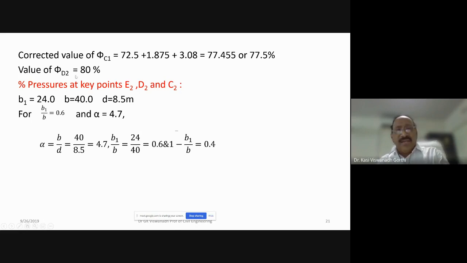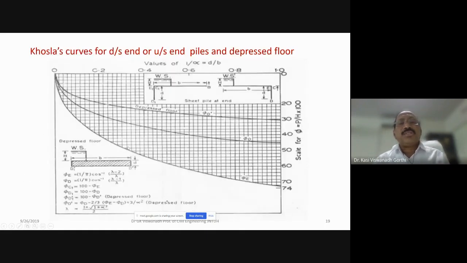Similarly, for the intermediate pile also the same thing. Make use of the curve and calculate the values of E2, D2, C2 and apply the corrections and compute the pressures. So this is how you need to make use of the Khosla's curves. These are very useful curves as compared to the simple equations, because they are readily available and you'll be able to get the values from the graph directly. However, the same thing can be obtained if you are making use of the formula and calculating also. There would be no difference.